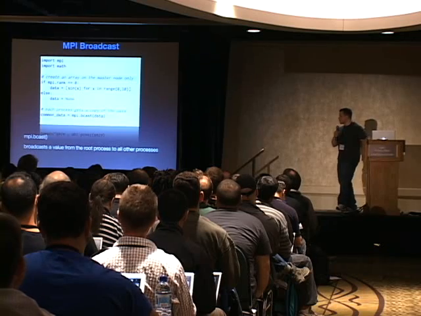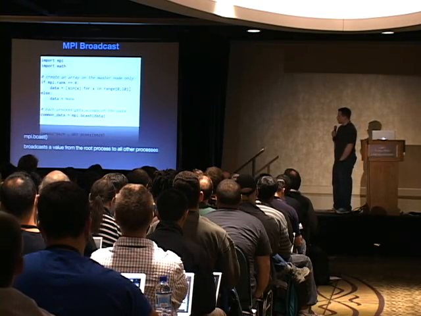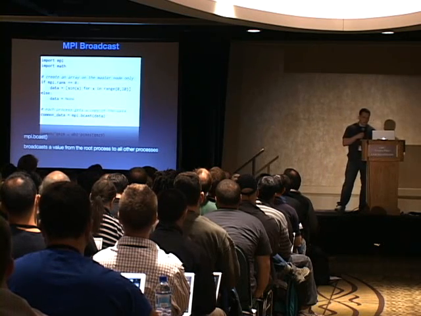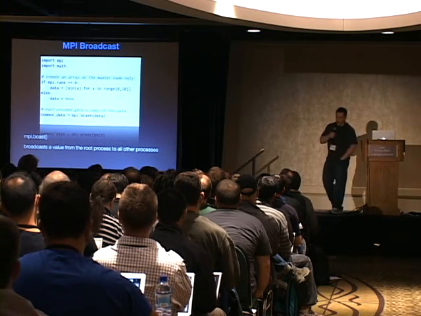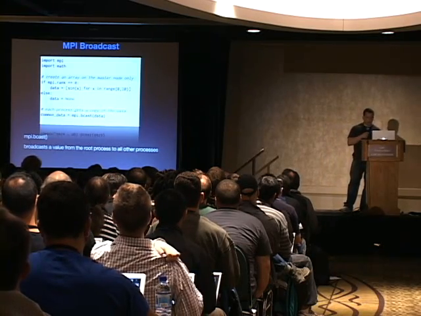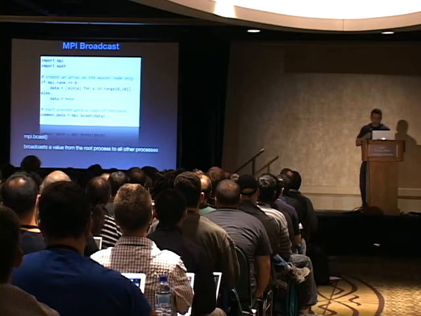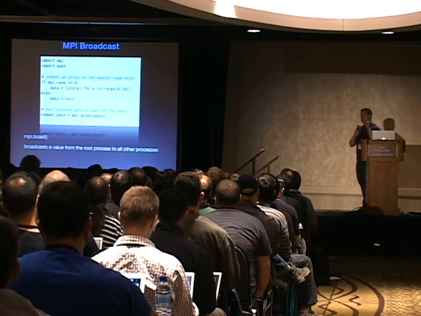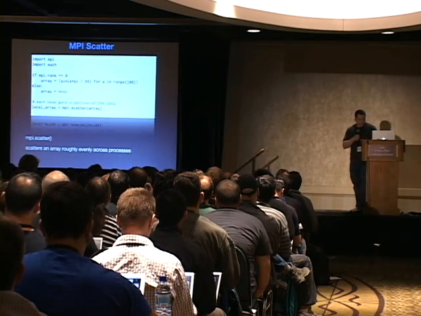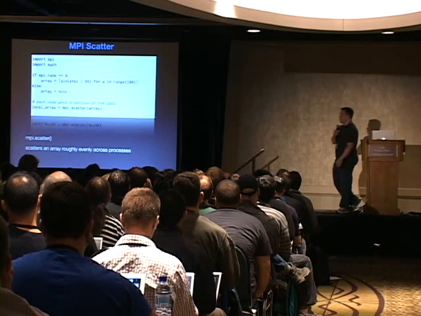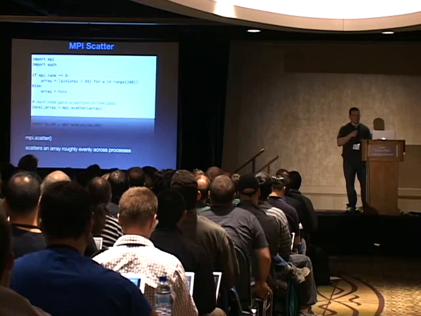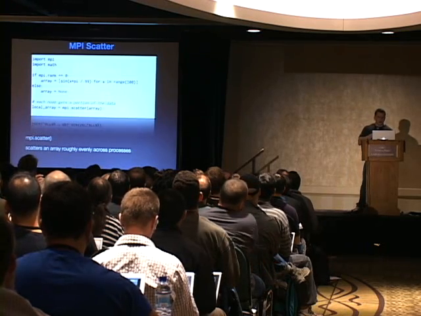So some basic operations. If you're using something like NumPy, a typical use case might be that I have a bunch of data and I want to broadcast it out to all the nodes. That's where MPI broadcast comes in, and it does just what it sounds like. It sends a copy of the entire array. MPI scatter analogously breaks it up into chunks and scatters it evenly across the nodes.